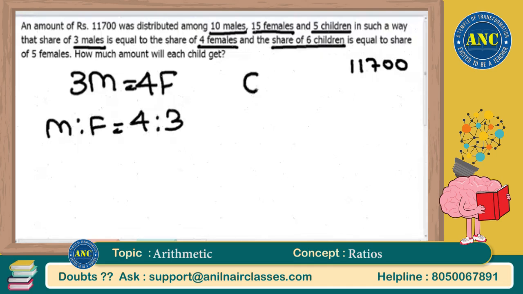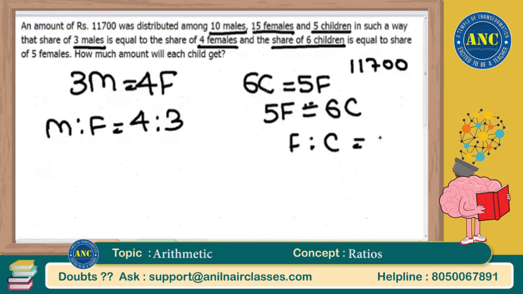Share of 6 children is equal to share of 5 females. That means, can I write it reverse? 5 females is equal to 6 children. Female is to children is nothing but 5 is to 6, sorry, female is to children will be 6 is to 5, right? It will be 6 is to 5. I will write it here.